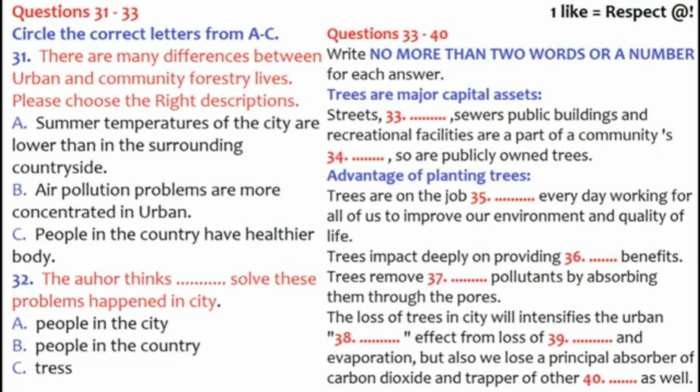Trees are major capital assets in Australia's cities and towns, just as streets, sidewalks, sewers, public buildings, and recreational facilities are part of a community's infrastructure. So are publicly owned trees. Trees, and collectively the urban forest, are important assets that require care and maintenance, the same as other public property. Trees are on the job 24 hours every day, working for all of us to improve our environment and quality of life. Without trees, the city is a sterile landscape of concrete, brick, steel and asphalt.